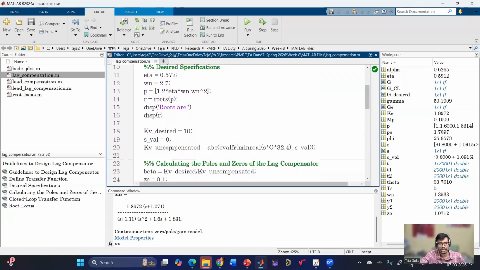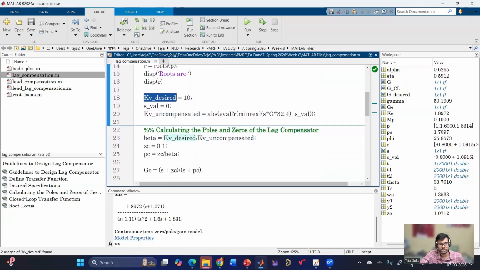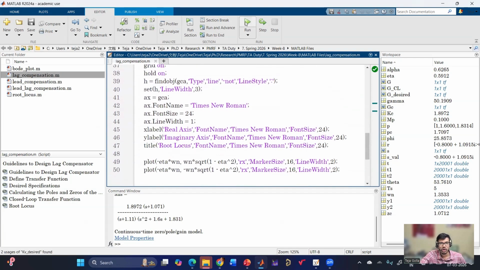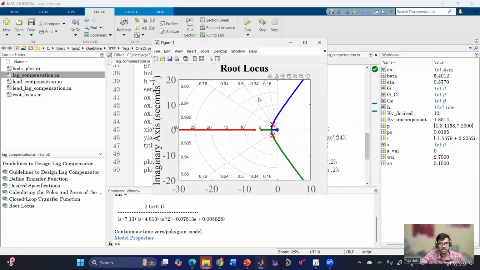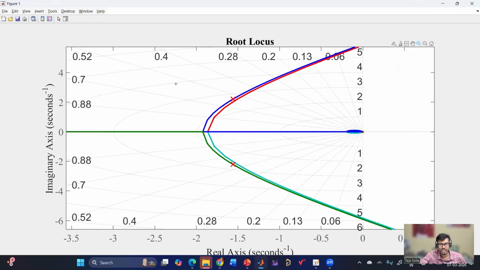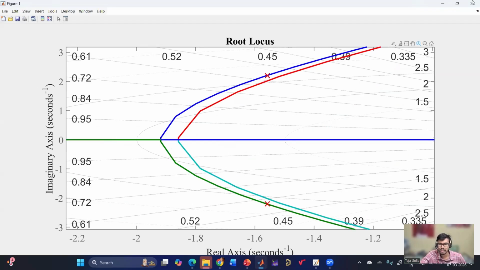If not, we have to calculate Kv uncompensated, and Kv desired is given, and the beta can be calculated from this gain, and Zc is assumed to be 0.1, and Pc is calculated from that, and then we are checking whether the root locus is closer or whether it is deviating much. So we have seen that in this case the root locus is closer to the desired pole location, so this design criteria is fine.